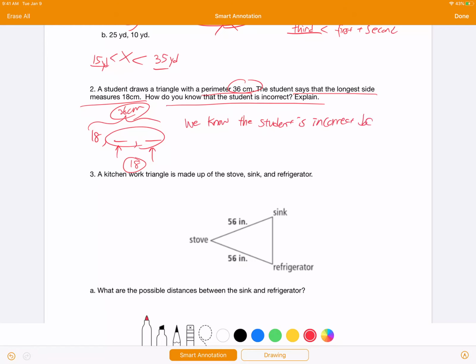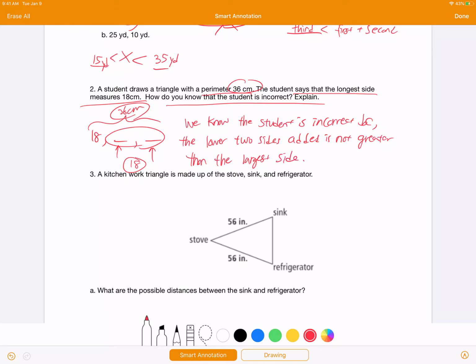because, I'm just going to say, the lower two sides added together is not greater than the largest side.